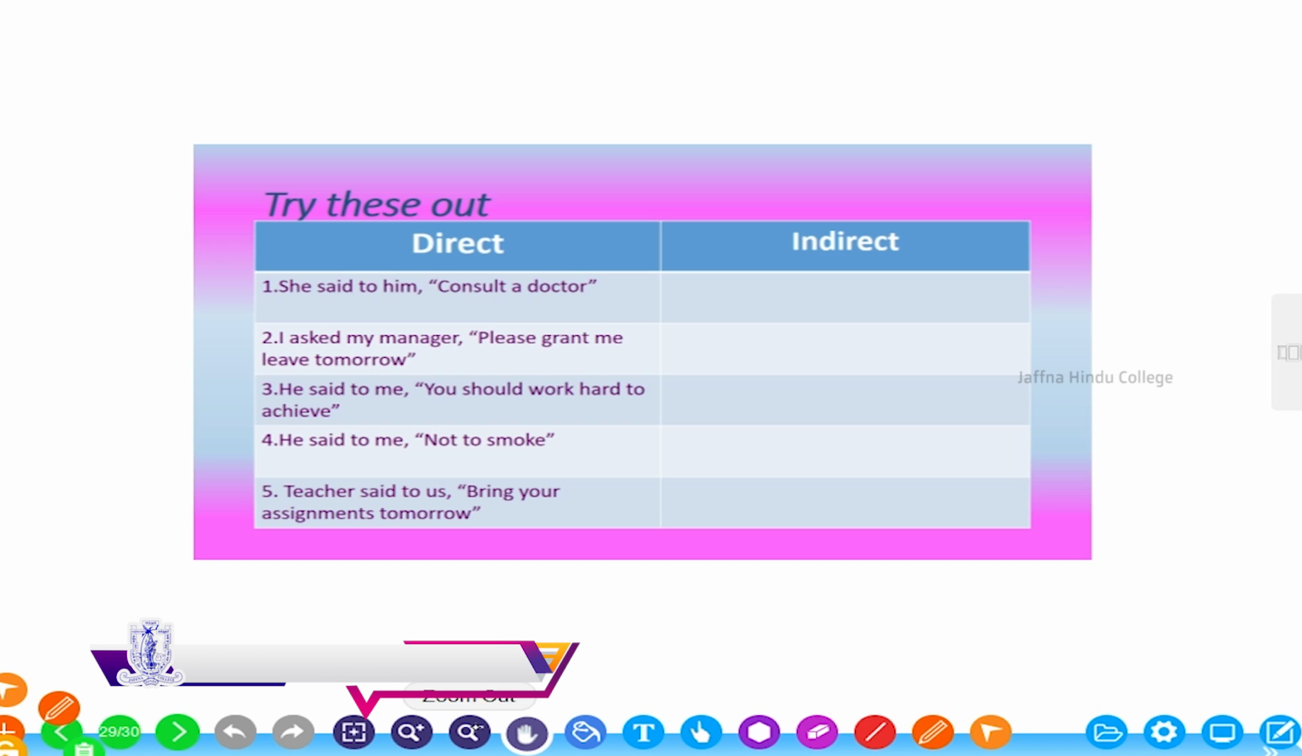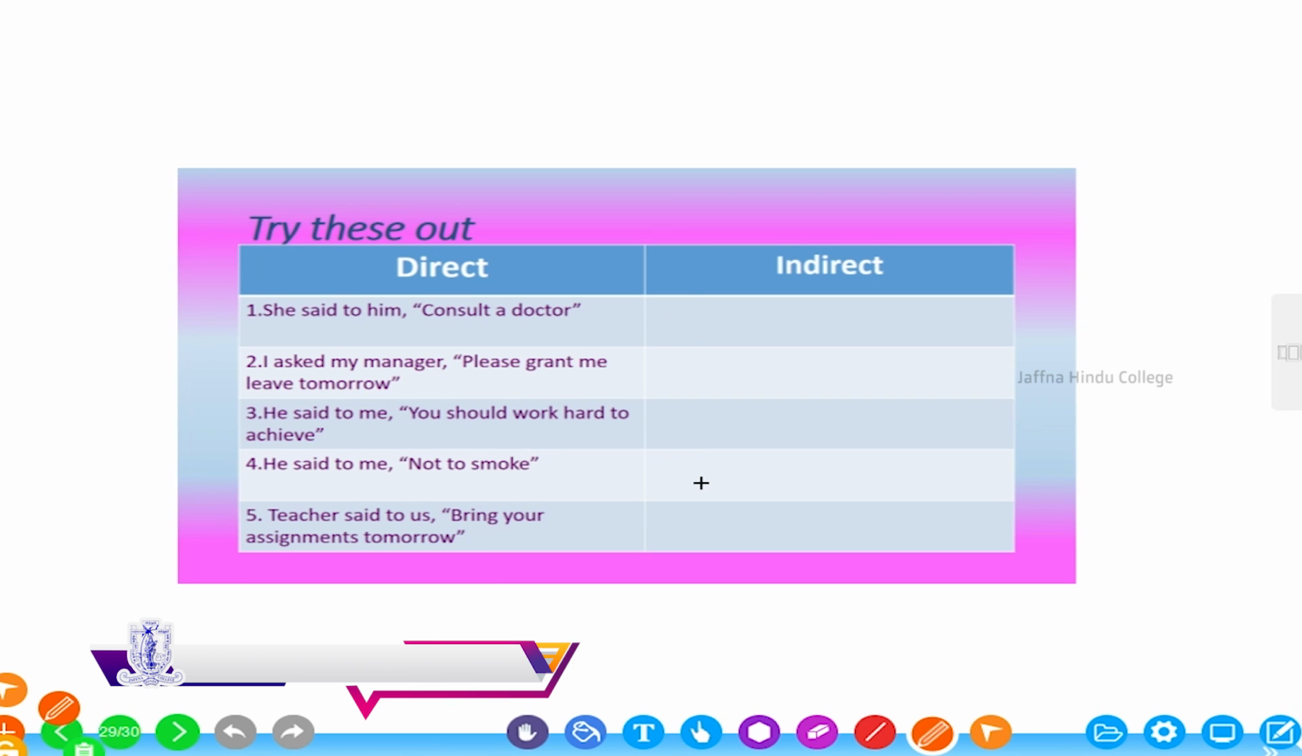Here are some activities for you. She said to him, consult a doctor. This is a suggestion. So how can we change it? She advised him. We should use to. Consult a doctor.